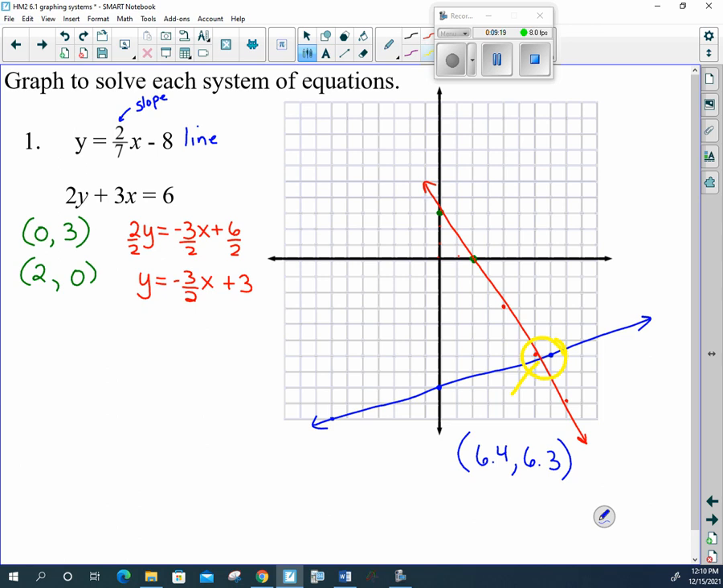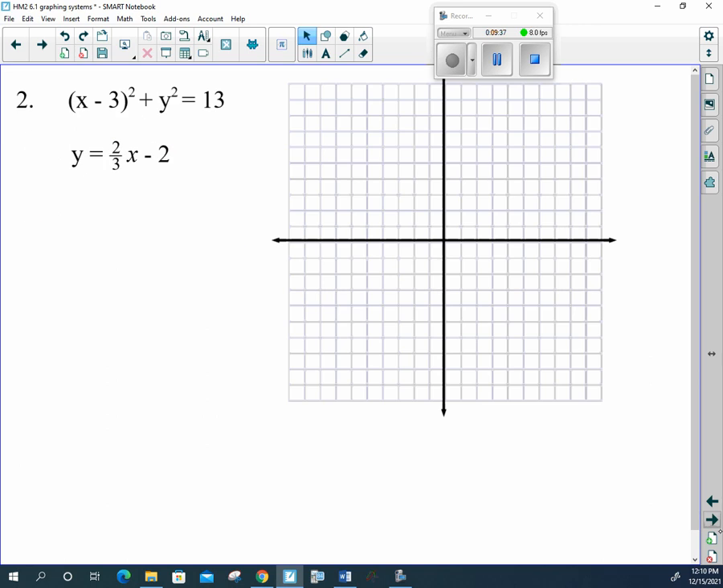So that's one of the downfalls of solving a system by graphing, that, number one, if you don't graph accurately, it's hard to tell. And two, you may have to guess the solution instead of finding out what its exact value is algebraically. Okay, so here's another system. So this top equation up here is a circle.